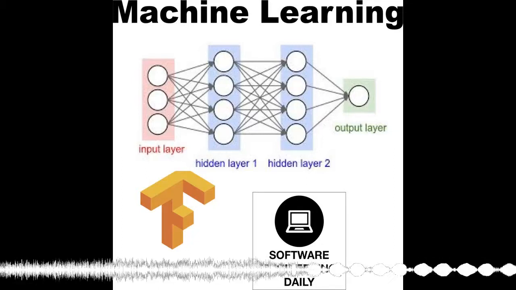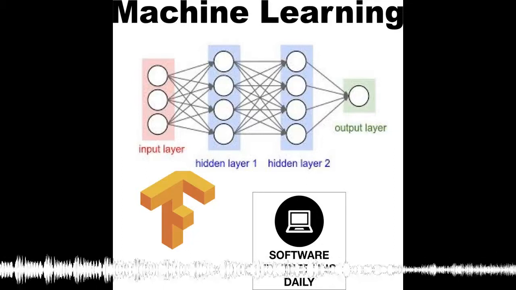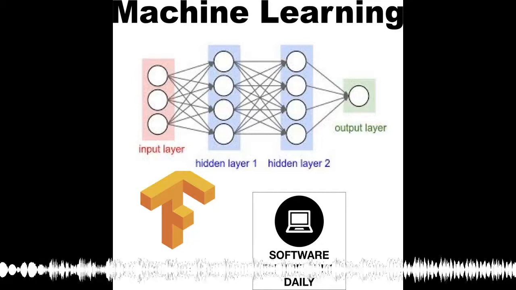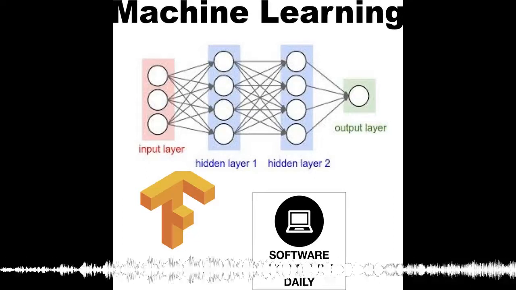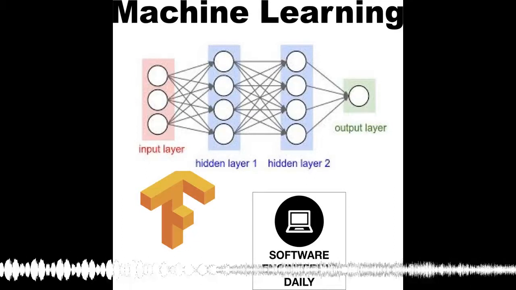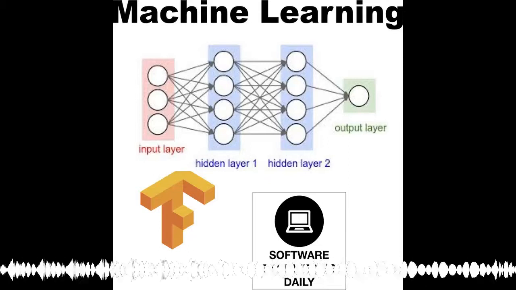TensorFlow lets us express machine learning models as directed graphs consisting of nodes and edges. Why is the abstraction of a graph a useful data structure for representing a machine learning model?